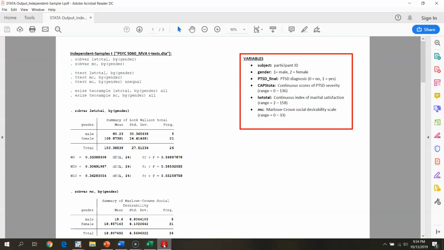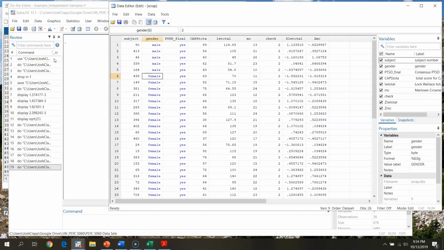The handout that we're going to be using here is our independent sample t-test for Stata. Again, using our MVA t-test set, we're looking primarily at gender, 1 male, 2 female, and then our outcomes are our Locke-Wallace marital satisfaction scale and our Marlowe-Crowne social desirability scale. Okay, so we've gone through and screened everything except homogeneity of variance.